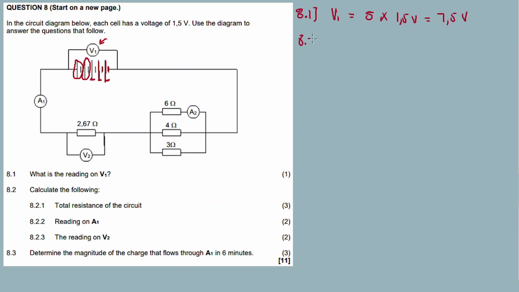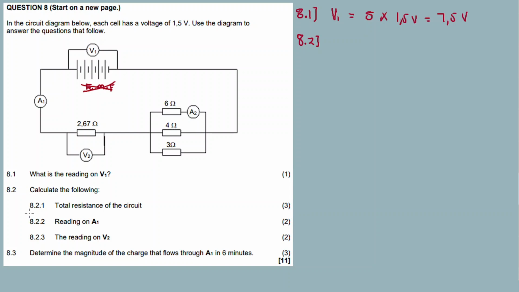8.2, calculate the following: the total resistance of the circuit. In Grade 11 you will do electricity, and it's almost the same as the one in Grade 10. Grade 12 you will also do electricity, but in Grade 12 it talks about something called the electromotive force of batteries, right? So electricity is still there in Grade 11 and Grade 12. Make sure you understand this topic on electric circuits.